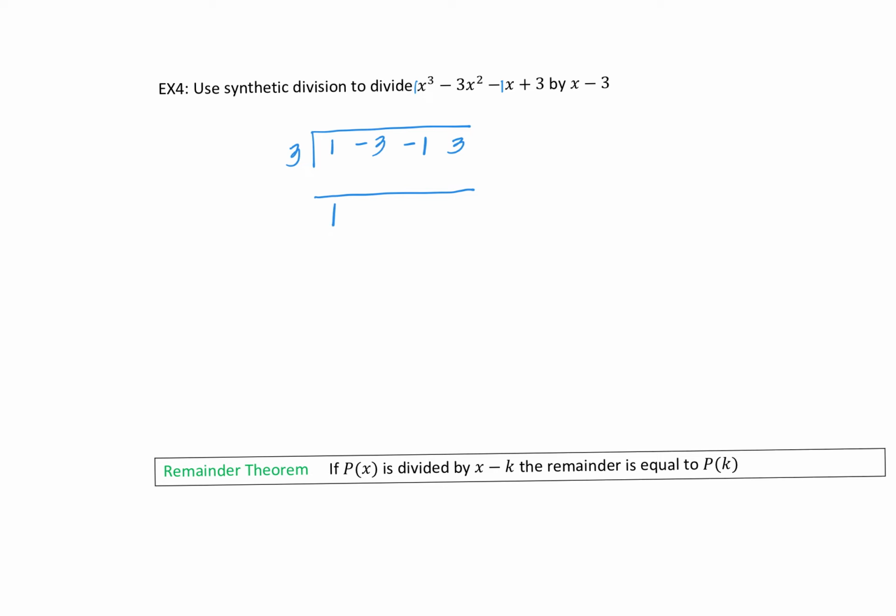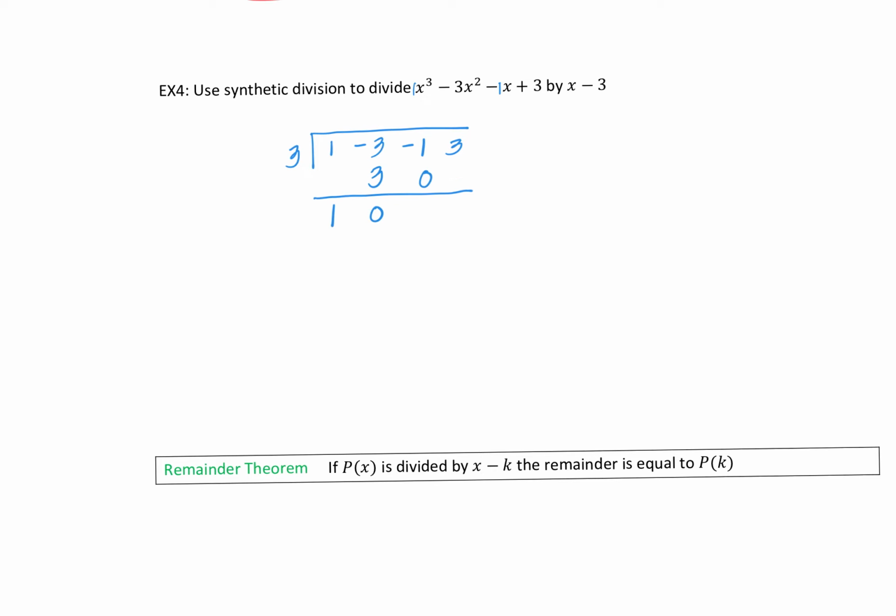1 times 3 is 3. Add: negative 3 plus positive 3 is 0. 0 times 3 is 0. Add: negative 1 plus 0 is negative 1. Negative 1 times 3 is negative 3. Add, you get 0. So the remainder here is 0.